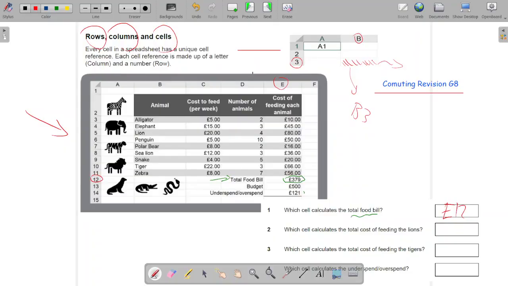The second request is asking you to find which cell calculates the total cost of feeding the lions. So you're going to look for the lions. The lions, they exist here. This is the row designated for lions. And you see that the total cost of feeding the lions is £80 because there are 4 of them, and each one of them is going to cost 20. So you multiply 20 by 4, and you're going to have £80.